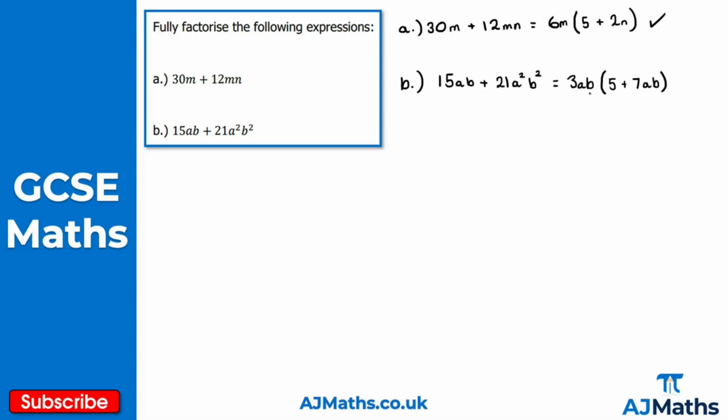And again, 3ab times 7ab would give me 21a squared b squared there. Okay, but there we have it. So that's the solution to B. And that gives the solution to question 3.